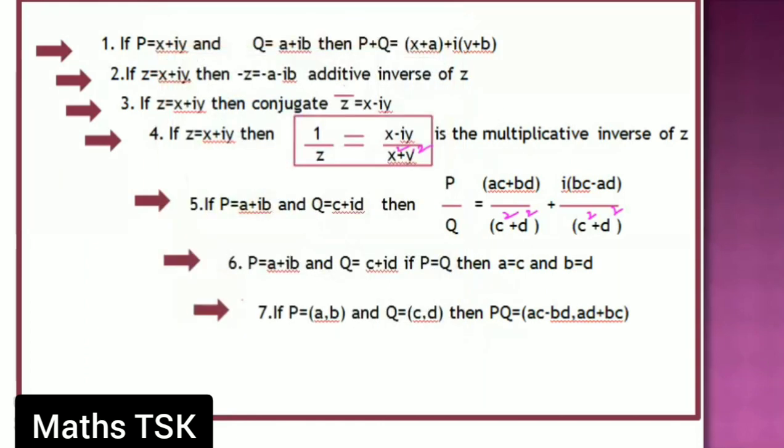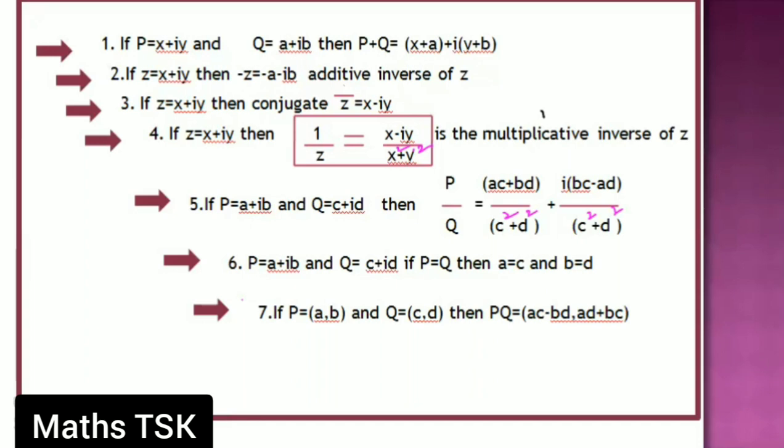If z is equal to x plus iy, then the additive inverse of z is minus z. If z is equal to x plus iy, then the conjugate of z, denoted by z bar, is x minus iy. Conjugate of x plus iy is x minus iy. The additive inverse of z is minus z, that is minus a minus ib.